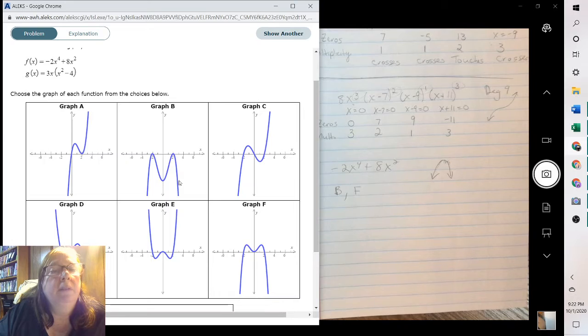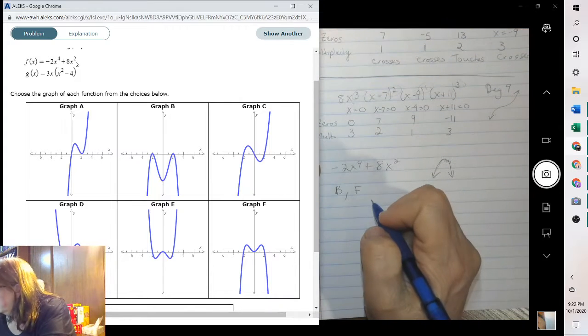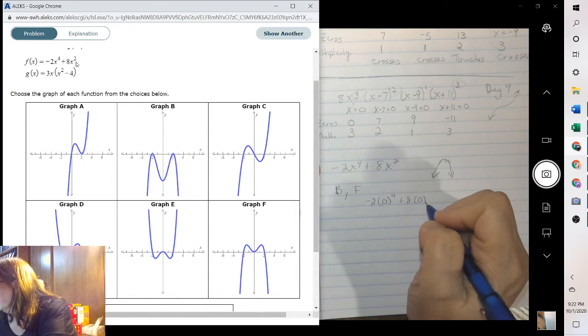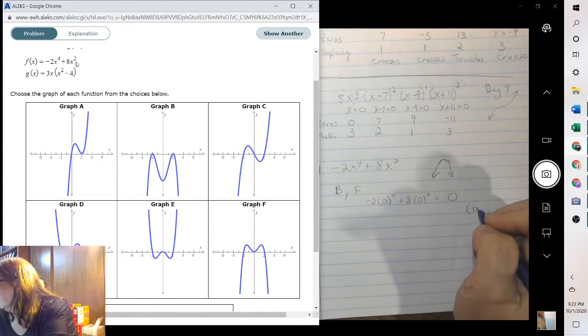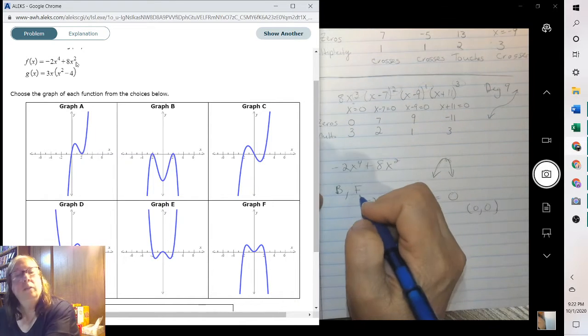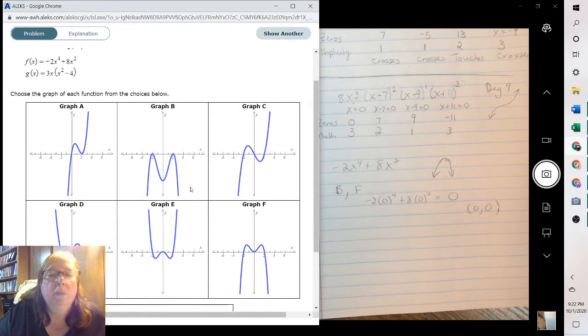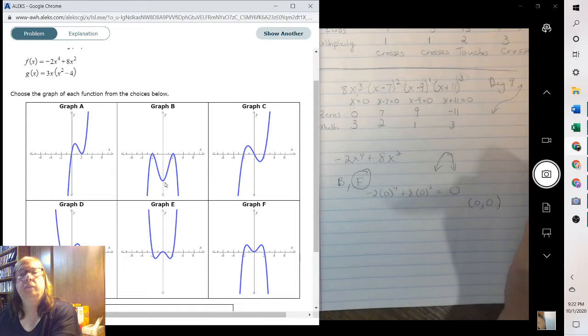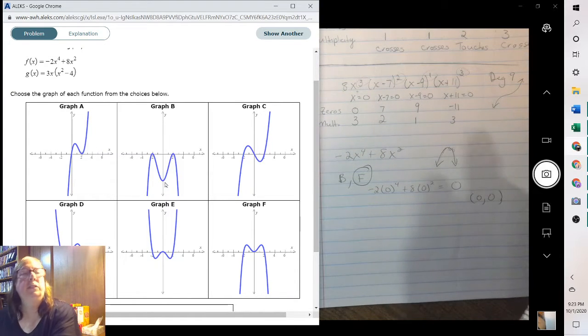Well, let's look at the difference. Notice at 0, this one's way down here, where this one's at 0, 0. So plug in 0 and see what happens. If we plug in 0, negative 2 times 0 to the 4th plus 8 times 0 squared is 0. That gives us the point 0, 0. 0, 0 at the origin is this one. This is 0 and a large negative number. So this one was F. They will give you enough to find the information that you need.